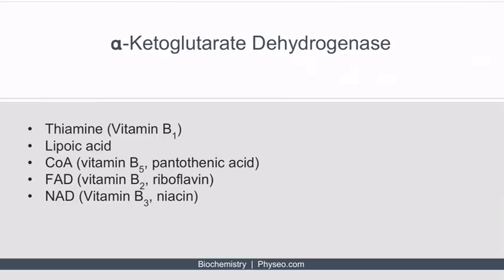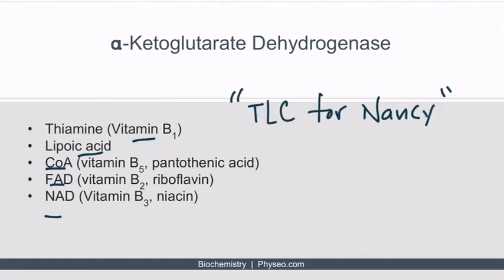Alpha-ketoglutarate dehydrogenase is actually very similar to pyruvate dehydrogenase, which is discussed in a separate video. And just like pyruvate dehydrogenase, alpha-ketoglutarate dehydrogenase requires several cofactors for optimal activity. These include thiamine, lipoic acid, CoA, FAD, and NAD. These can be remembered with the mnemonic TLC for Nancy, tender loving care for Nancy. Notice the corresponding B vitamins with this mnemonic.